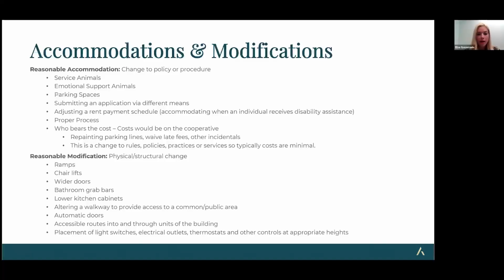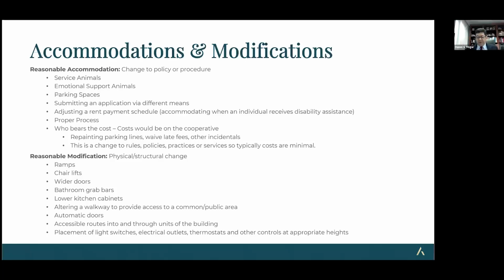Understood. Thank you. And then that kind of speaks to accommodations and modifications that are expected. So can you just go through that if you don't mind? Some examples and what you're expected to do and when.